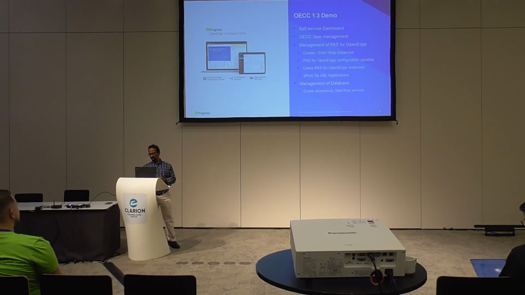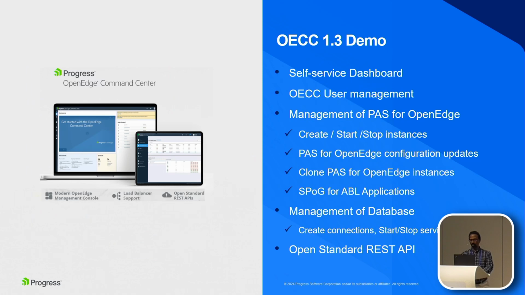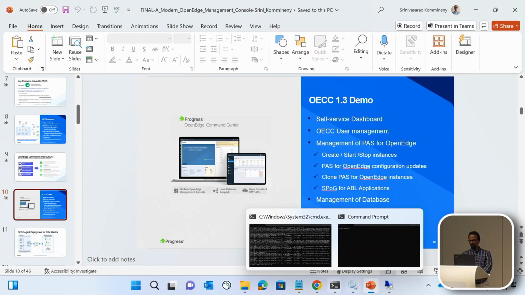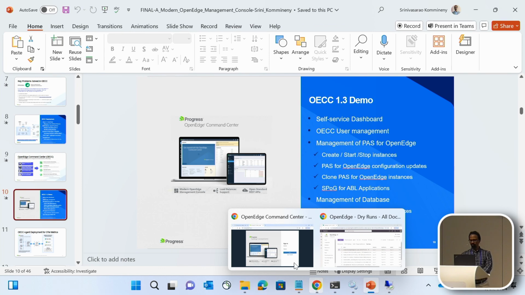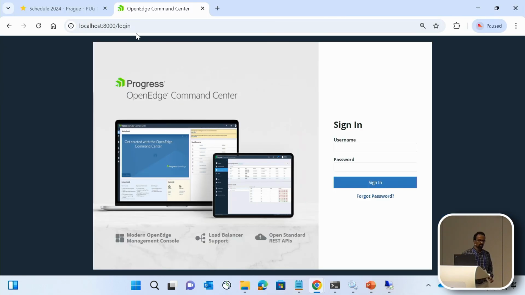I have a packed demo that I would like to demonstrate. And also we have OpenAPI standards REST API. So let me switch to the demo. On my laptop, I have the OpenEdge Command Center server running with MongoDB that I installed. And this is the login page. By default, OpenEdge Command Center runs on port 8000. We have chosen this port to not conflict with other default or registered ports that other servers in the OpenEdge platform run on. So the login I have set is admin.